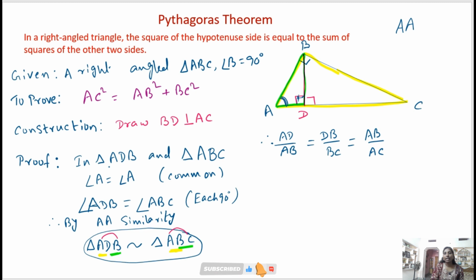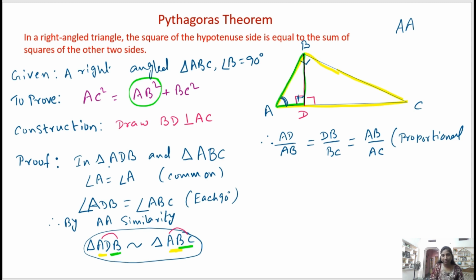Okay, why? Because sides are proportional. Here sides are proportional, but we need only two ratios. Choose those ratios from which we can get AB square. We want AB square. So which two ratios do we have to choose?